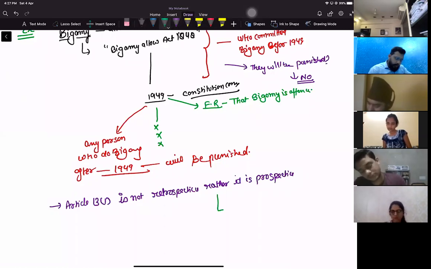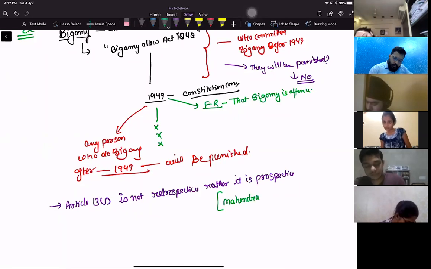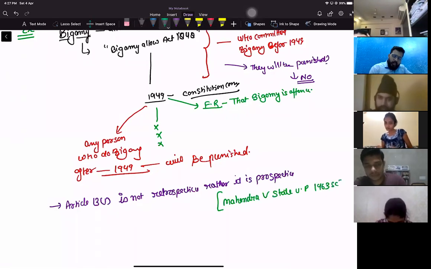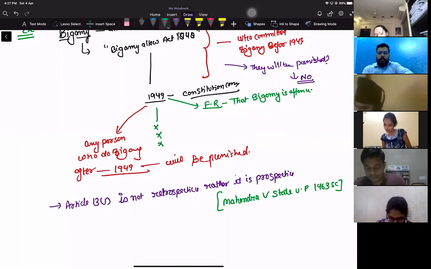ये लिख भी देता हूँ, कोई इतना इंपॉर्टेंट जजमेंट नहीं है, फिर भी लिख देता हूँ. ठीक है. महिंद्रा वर्सेस स्टेट ऑफ उत्तर प्रदेश 1963 सुप्रीम कोर्ट. एंड ऐसे बहुत सारे जजमेंट है, बिकॉज इट इज अ सेटल्ड लॉ. तो डोंट नॉट वरी. ठीक है. इसके अलावा बहुत सारे जजमेंट मिल जाएंगे. मैंने आपको एक एग्जांपल लिया.